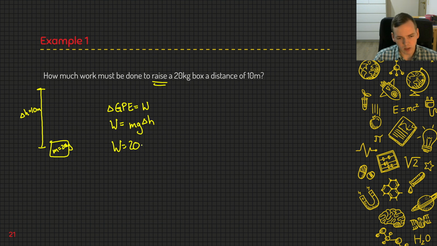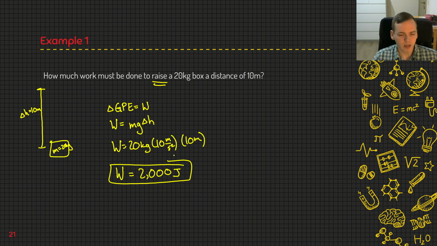Work is equal to 20 kilograms, and I'm going to use 10 for g because it's easier to do the mental math, times 10 meters. Kilogram meters times meters is meters squared, divided by seconds squared. This will give us joules. So the work is equal to 100 times 20, which is 2,000 joules, or 2,000 newton meters of work must be done to raise it that distance.